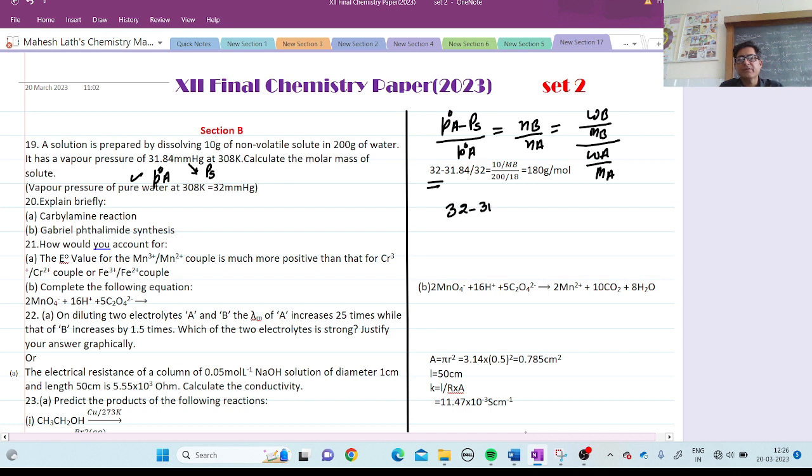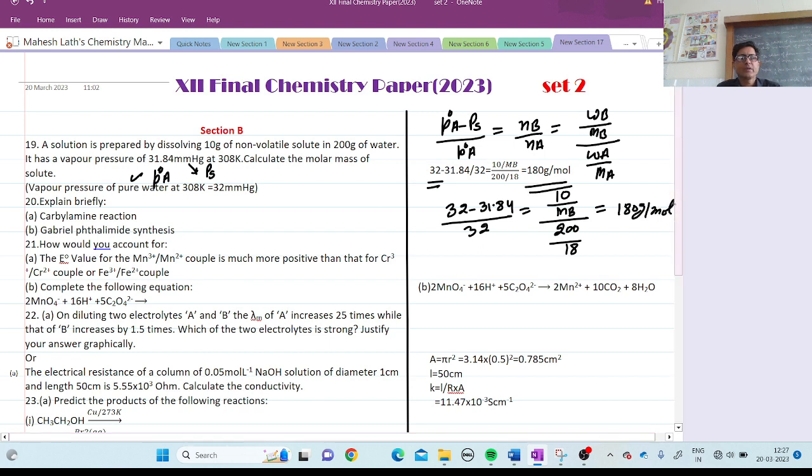32 minus 31.84 divided by 32 is equal to mass of solute, which is 10 gram, divided by molar mass, this is the value we have to determine, and 200 gram is mass of solvent, and 18 is the molar mass of solvent. When you solve it, its result comes out to be 180 gram per mole. So that is question number 19. Next is question number 20.